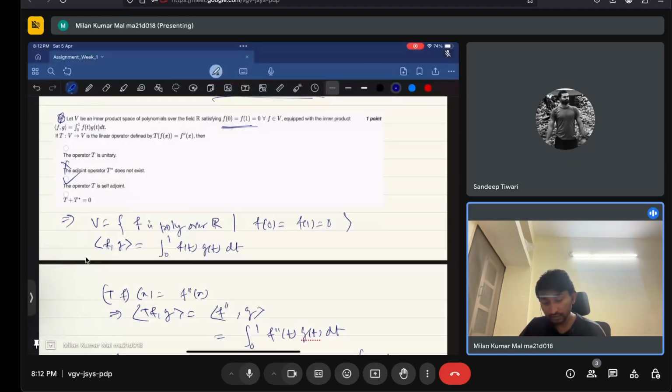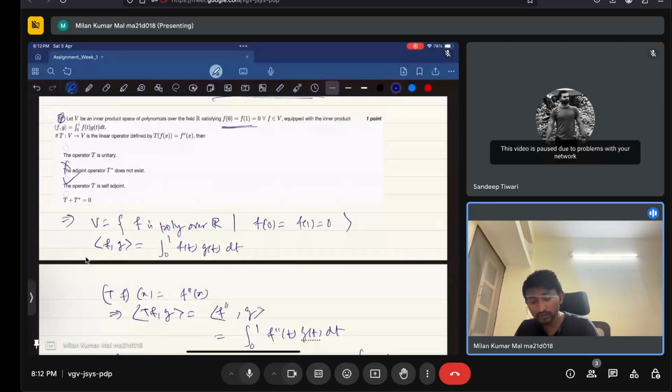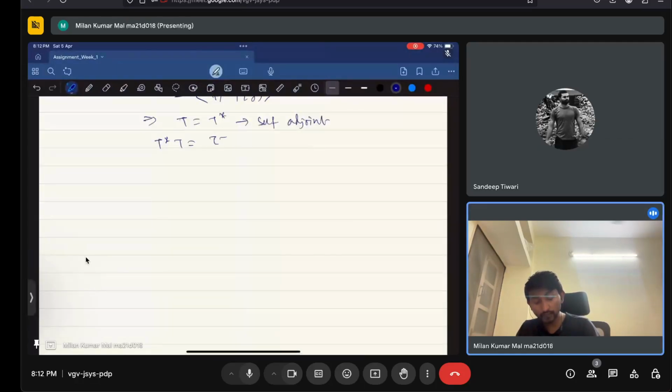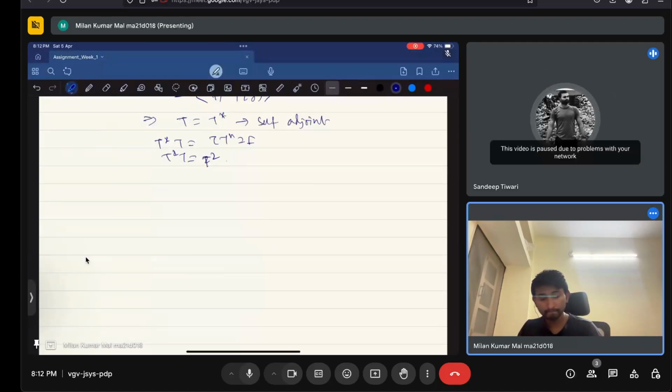Whether T is unitary or not: T is unitary if and only if T star T equals T T star equals identity, but T star T equals T square. T square of f means the fourth derivative, which is not the identity. So therefore T is self adjoint.